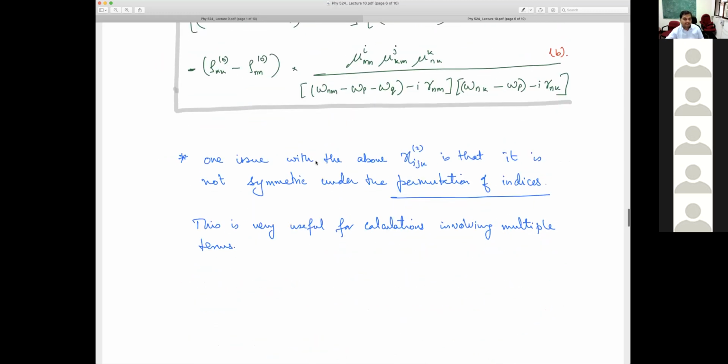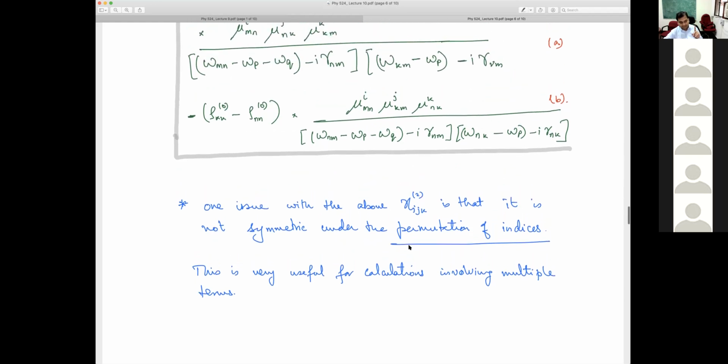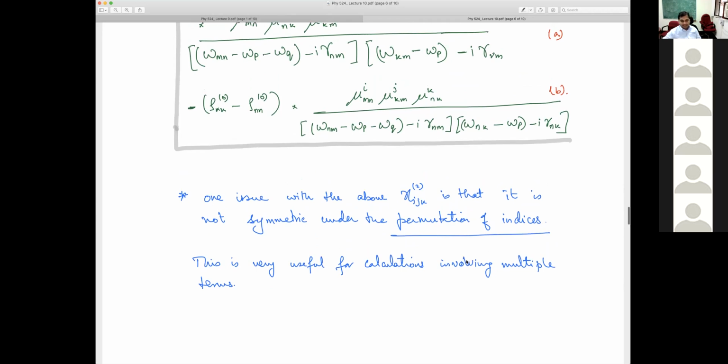And that issue is that chi2 ijk should be symmetric under permutation of the last two indices. So jk, basically. Okay. And this permutation symmetry is useful for calculations which will involve higher order terms or which will involve many of these kind of processes. Okay. That's not a requirement. That's just for ease. That's not a necessary requirement, but that's an ease of use requirement, let's say. Okay. So it will make our life later in many cases easier.